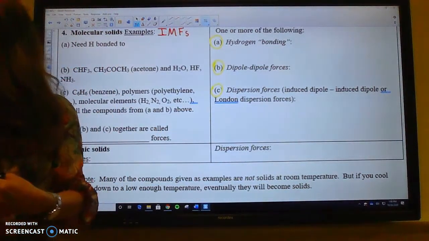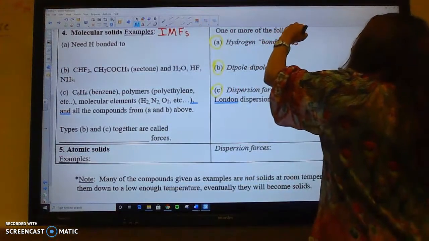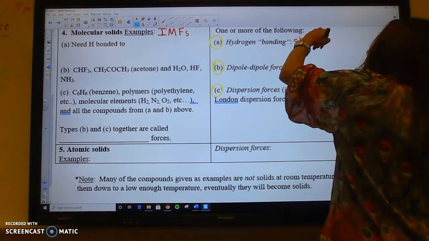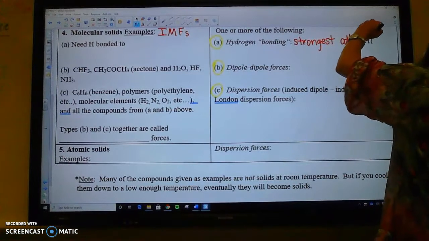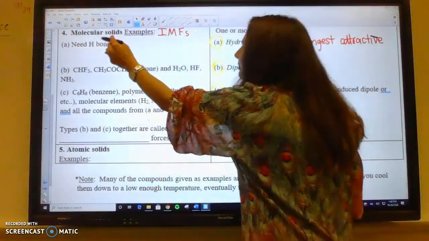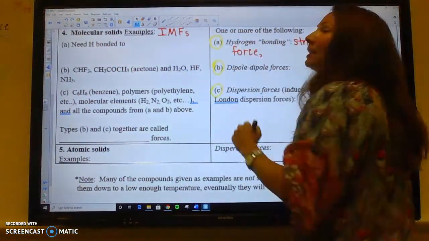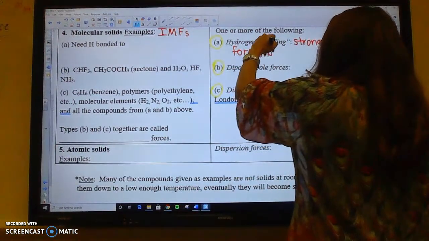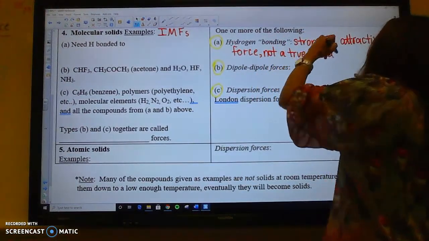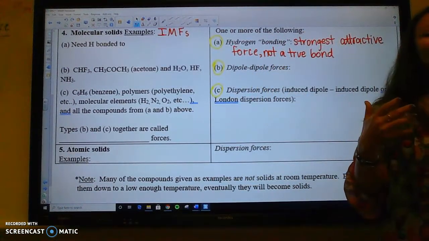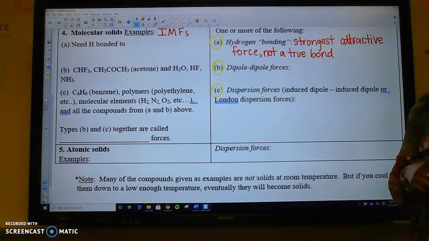Bonding is in quotes on your paper because it's not a true bond. So this is what you need to know: it is the strongest attractive force. And I'll also want you to write down that it is not a true bond. I do not want you to think that it is a bond, but it was the strongest attractive force that was once thought of as an actual bond. Then, as technology advanced, scientists realized it was not.